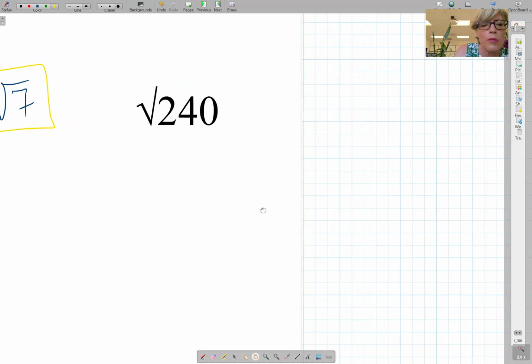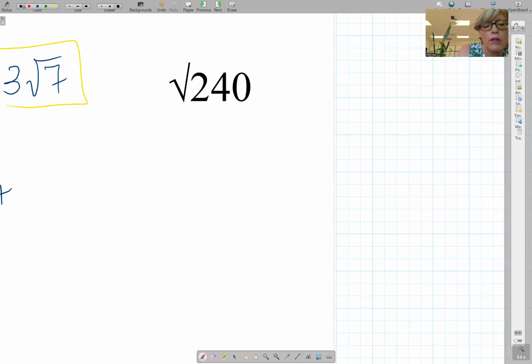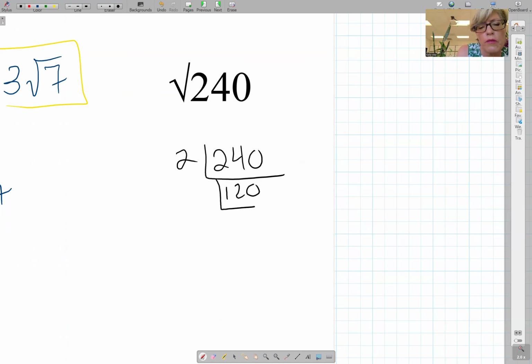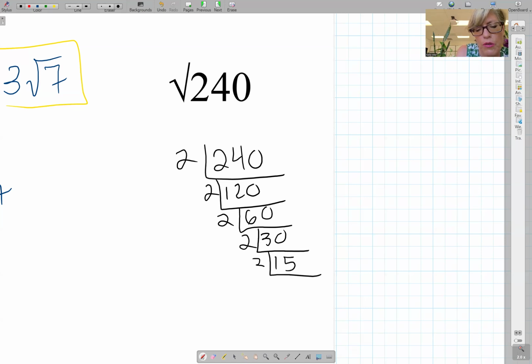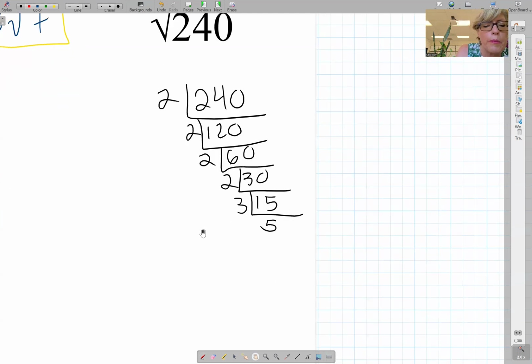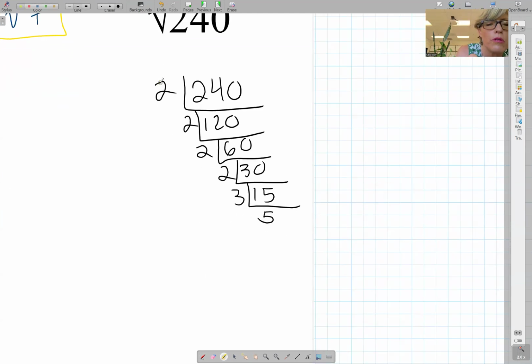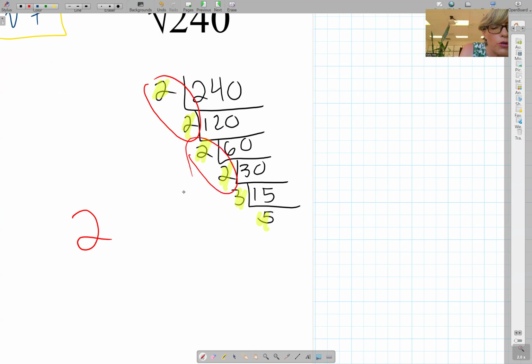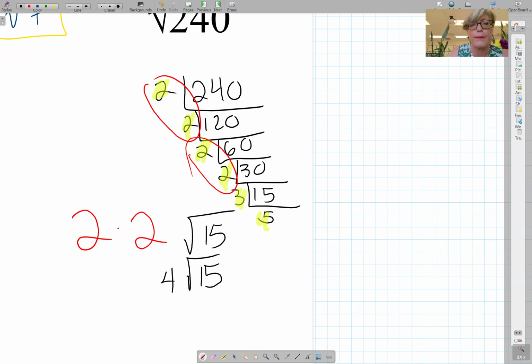Here on the right, I'm going to do ladder. I have 240, 2 and 120, 2, 60, 2, 30, 2, 15, 3, 5. I have nothing but prime numbers on the outside. I find my pairs. Pair of 2's come out. Pair of another 2's come out. The 3 and the 5 stay home. 15. Correct answer is 4 root 15.